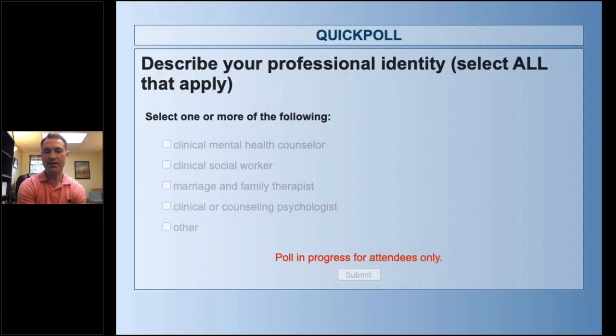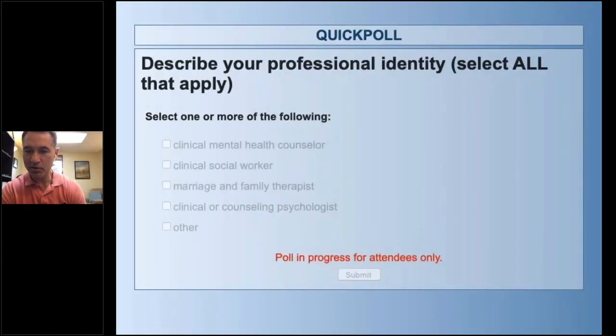And I just want to kind of tap into the audience here and see who we have today. I'd like for you to identify all of the following that describes your professional identity, so you can select more than one option. Your options are clinical mental health counselor, clinical social worker, marriage and family therapist, clinical or counseling psychologist, and then finally we have a category for other. So I will give you a moment to chime in and we'll see who we have out there today.